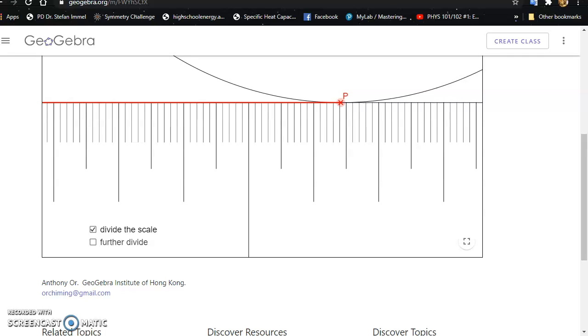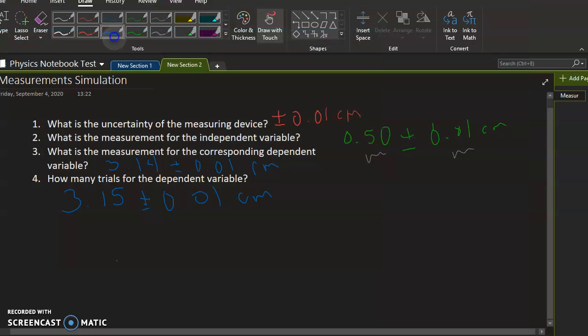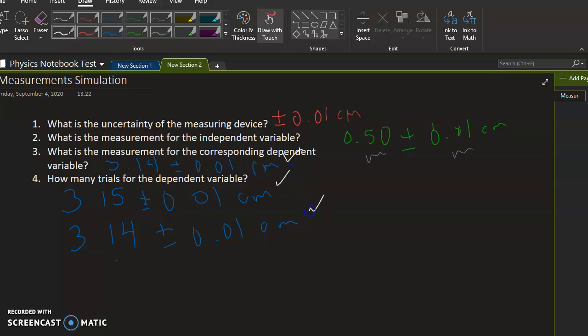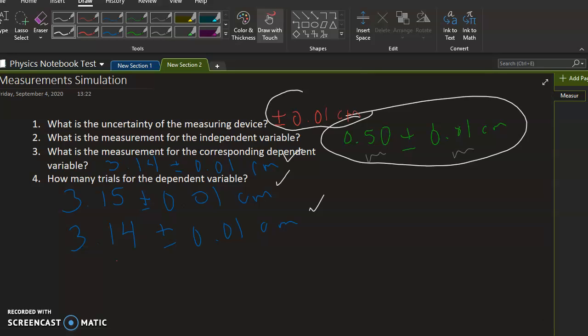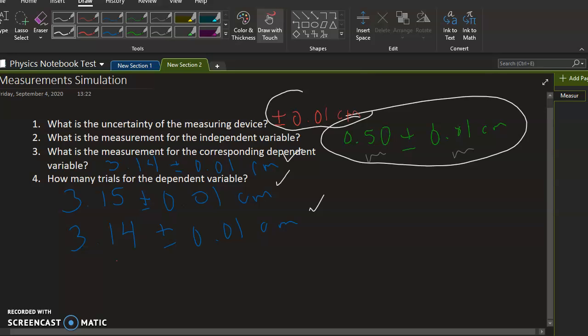I can see though it still lies really close to the fourth tick mark, so my third trial could just be 3.14, again, plus or minus 0.01 centimeters. So I have trial 1, trial 2, trial 3 corresponding to this independent variable. You're going to do that 5 more times. And again, get 3 trials of your independent variable.